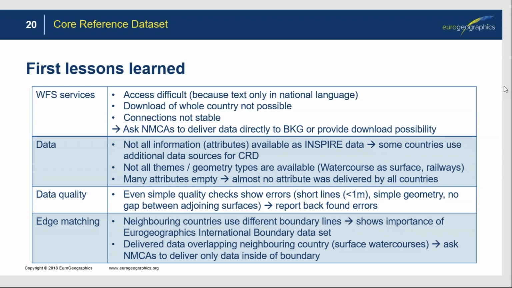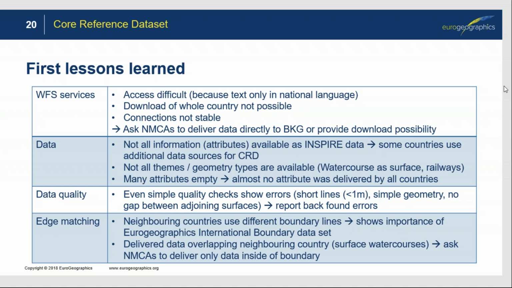On the data quality, we were surprised that even some very simple checks still produced errors. I would have expected the data to have only simple geometry, nothing complicated, and no gaps between adjoining watercourse areas. That shouldn't be there in the national data either. It's nothing extra for European countries. But of course we will report back those errors we found, and hopefully they can be fixed in the source.